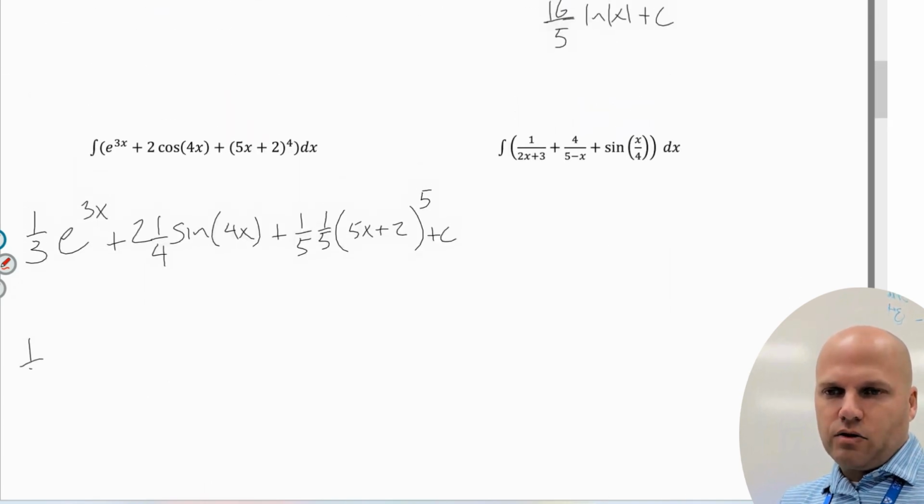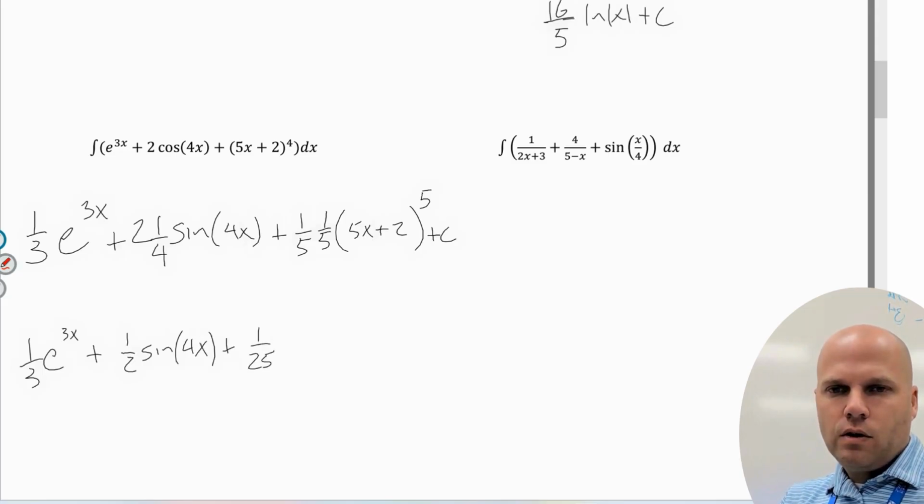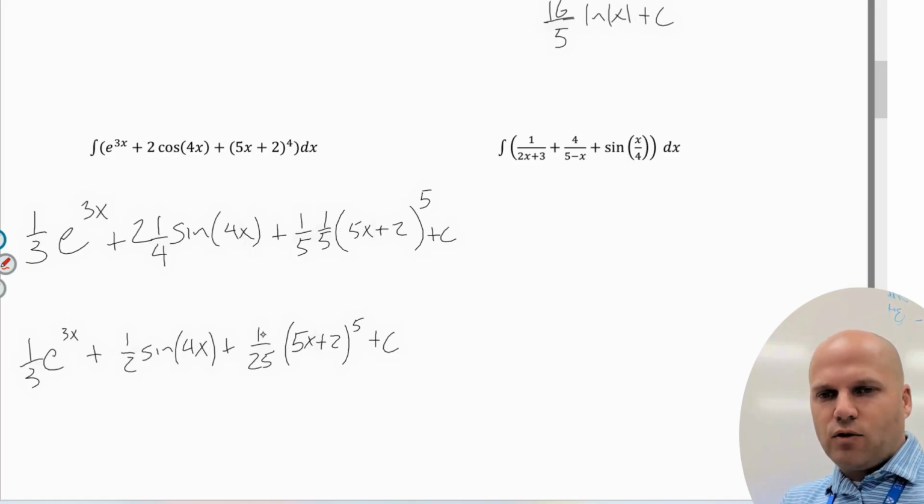All right, to make this look nicer, I have 1/3 e to the 3x. I have 1/2 sine 4x. I have 1/25 (5x plus 2) to the 5th. You can double check by taking the derivative. I had the 3 and the 1/3. Great. I'll have a 4, which, boom, 2. The 5 will come down, and a 5 will come out as the derivative of the inside, so that'll get rid of the 1. Great.